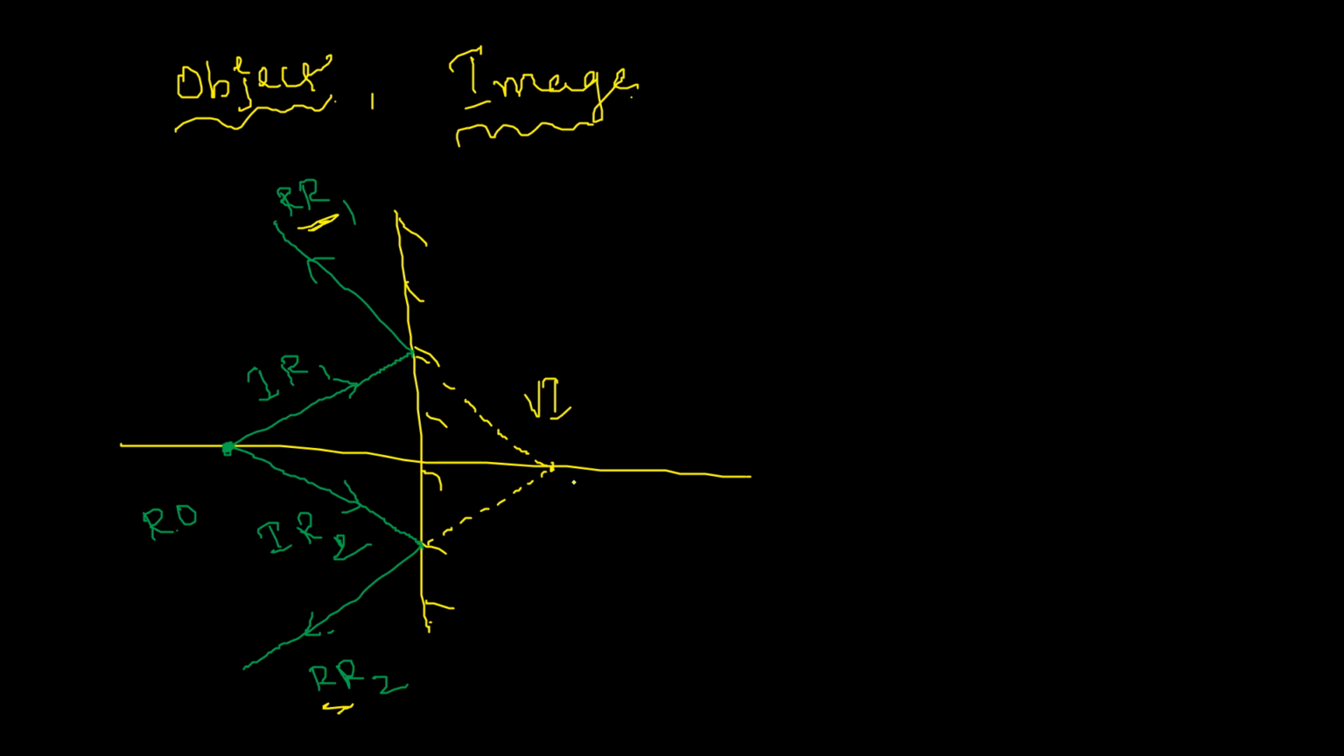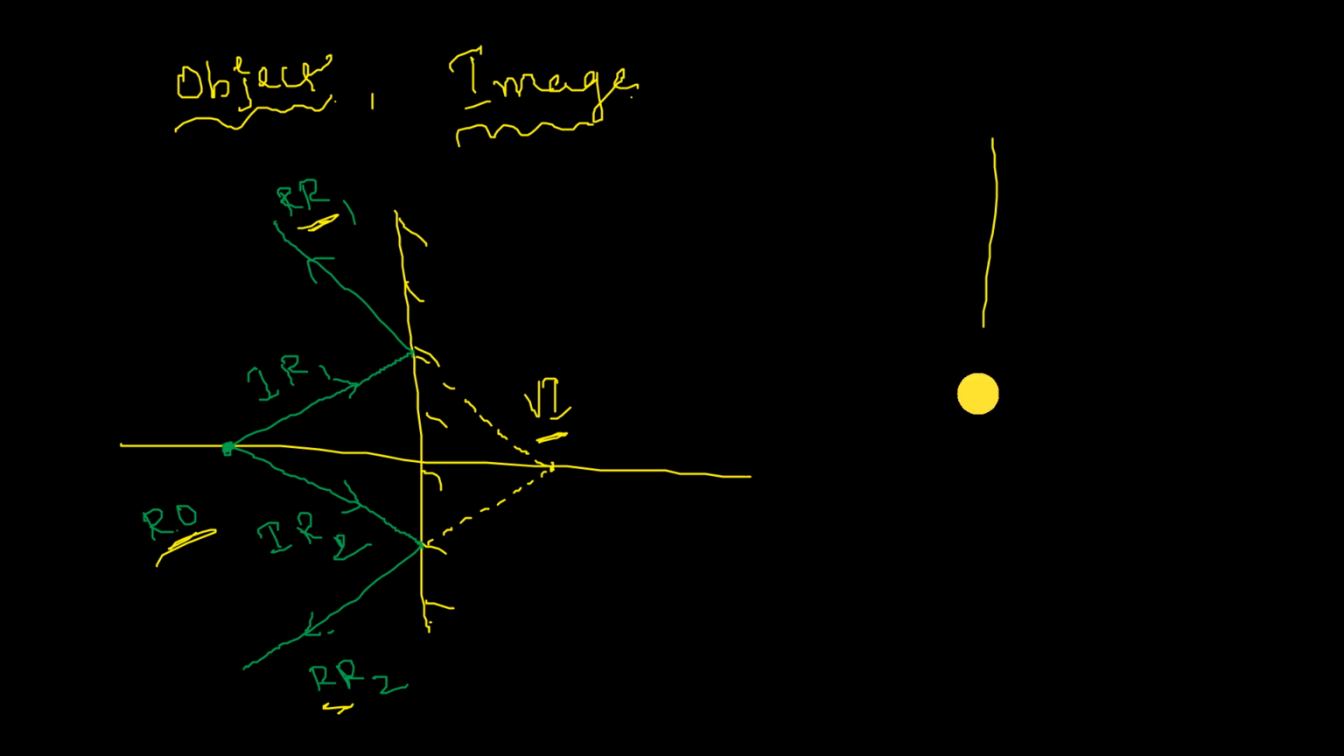What type of image is a virtual image? We are extending the reflected light rays. After extending those light rays, they meet at one point on the principal axis. Their image will form. That image is called a virtual image. Here, from the real object, light rays are coming. Those are incident rays. After reflection, the reflected light rays are extended, and they meet at one point on the principal axis. That is called a virtual image.